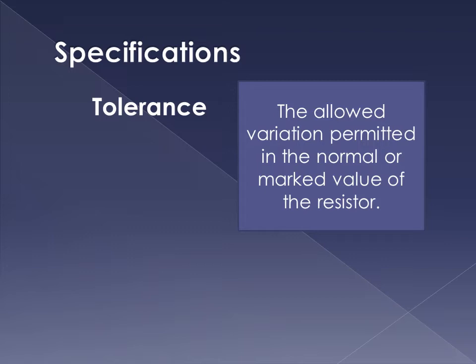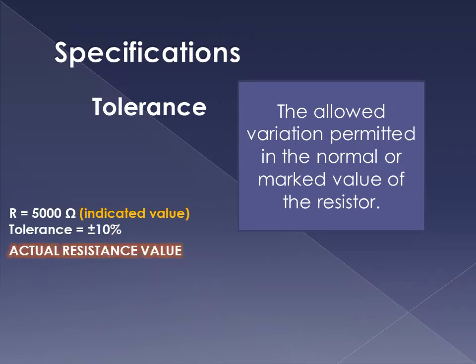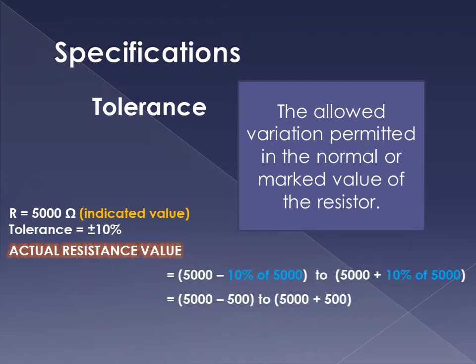For example, a 5000 ohm resistor with a tolerance of plus minus 10% will have an actual resistance value anywhere between 4500 ohm and 5500 ohm. In other words, 500 ohm greater or smaller than the rated value.